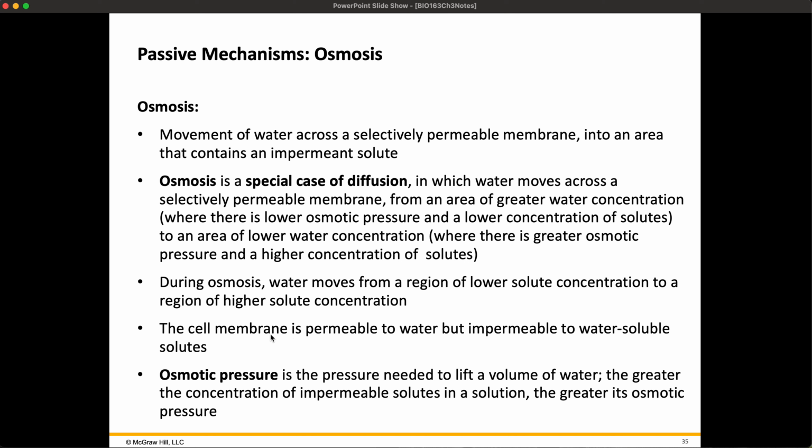Just want to make sure I said everything from this slide. And then that creates this osmotic pressure. So osmotic pressure is the pressure needed to lift a volume of water. The greater the concentration of solutes in a solution, the greater its osmotic pressure.